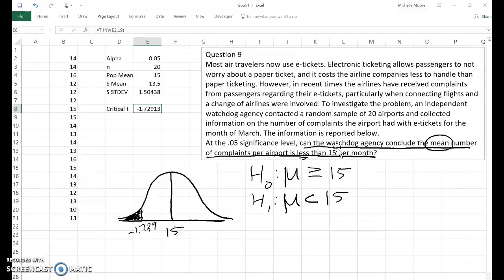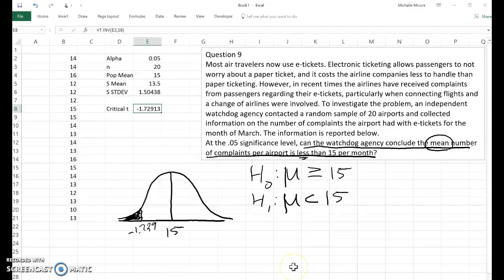Sorry, my writing is terrible. Okay, so we have our critical value. So therefore, if we now get a t-value, solving using all of our numbers, if we get a t-value that's less than negative 1.729 in the shaded region, then we would reject the null.